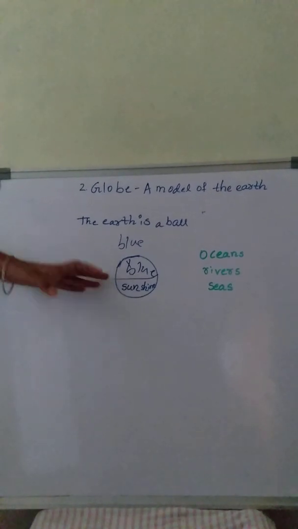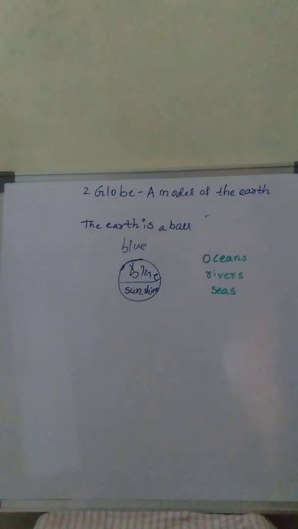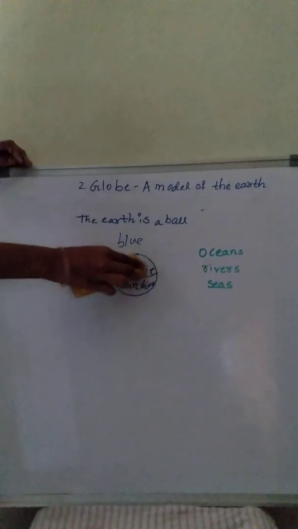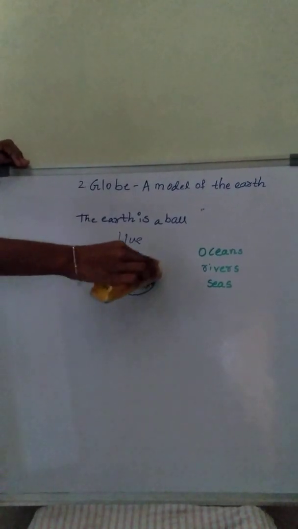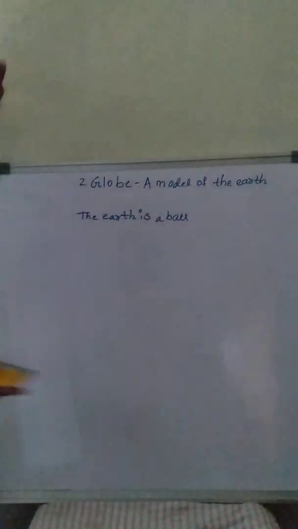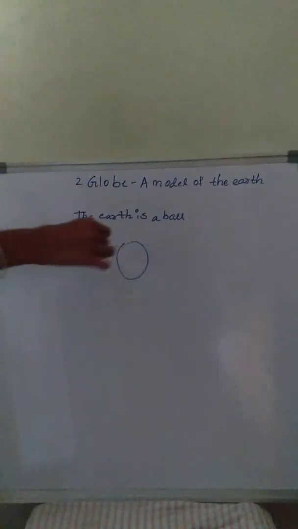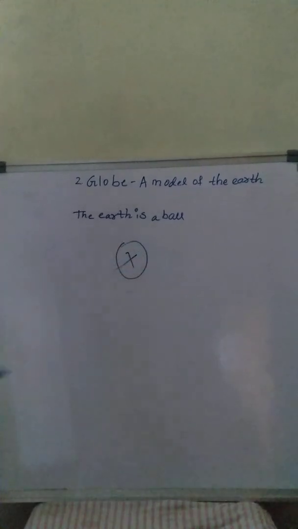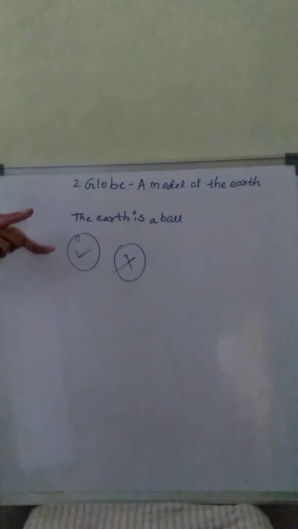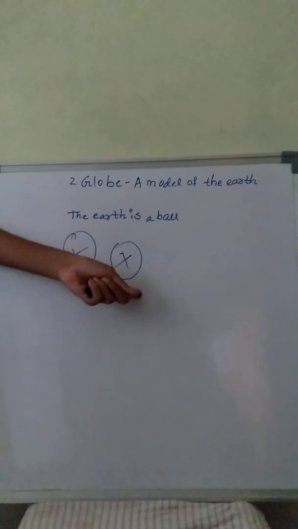See, the earth we have discussed now is bluish in color. But we have to discuss one more thing. That is, the earth is also round, it's a spherical shape. Is the earth in a round shape or is it not? We have to discuss this topic. Now let's do an activity.